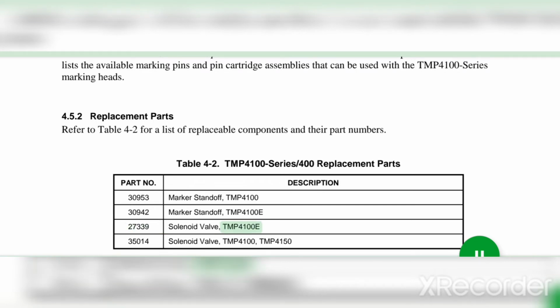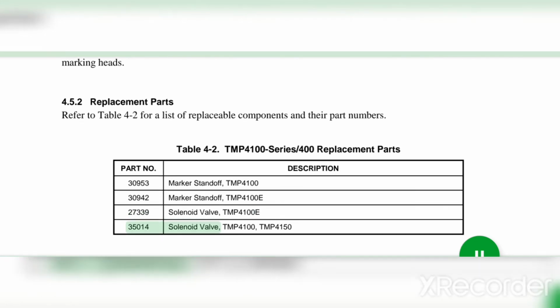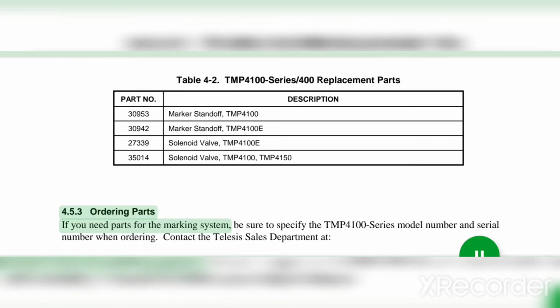27,339 solenoid valve, TMP 4100E. 35,014 solenoid valve, TMP 4100. TMP 4150.